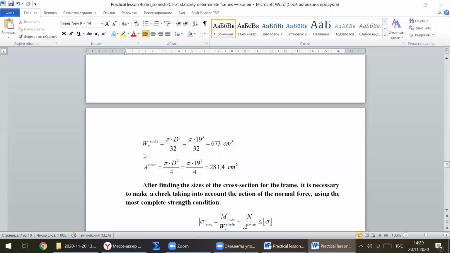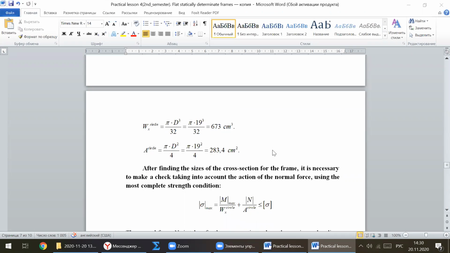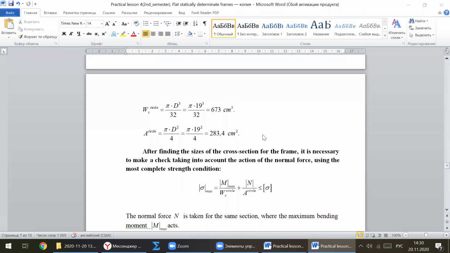And we find the WX circle with this diameter 19. We got this value. And the area of the circle, according to this formula for a circle. And we got this result. For the beam, this is a finish.